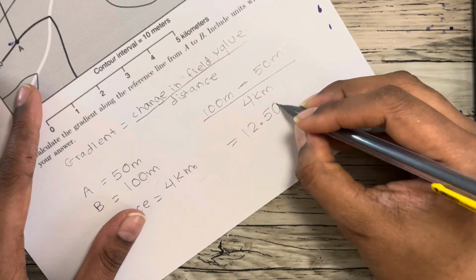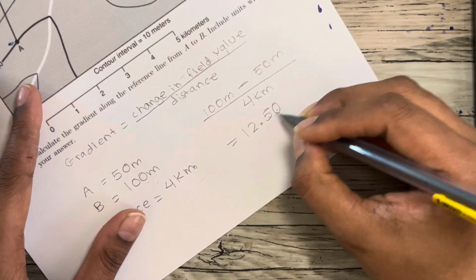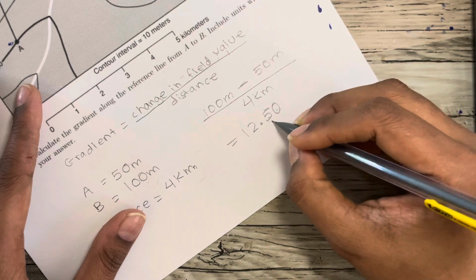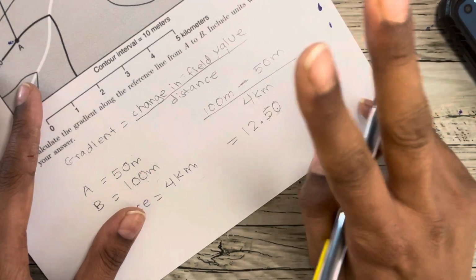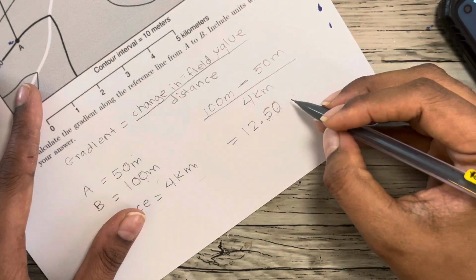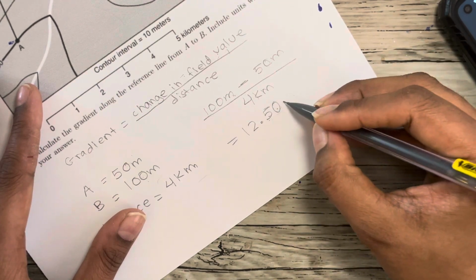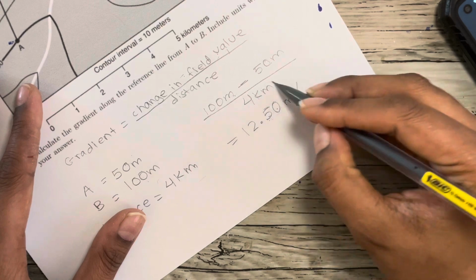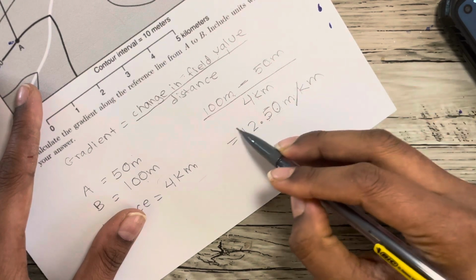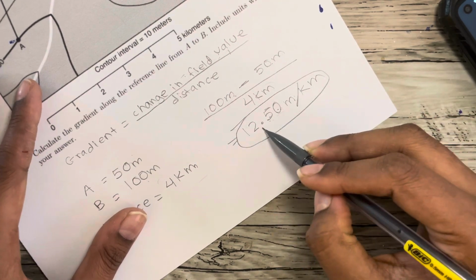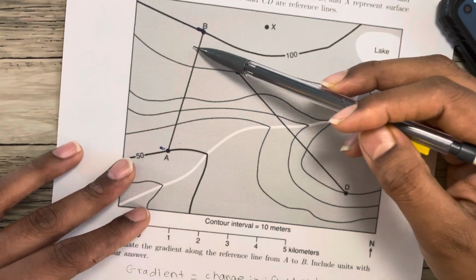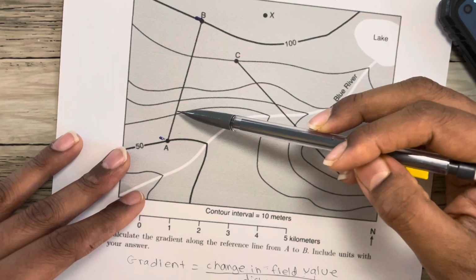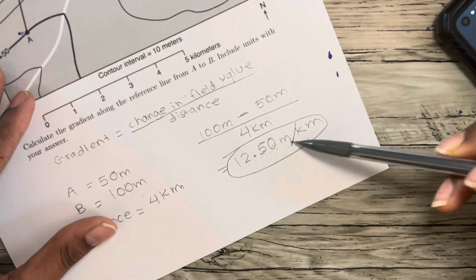Write your number in 2 digits after the decimal. And for my unit, I'm gonna use double units. Remember, gradient has 2 units. The top unit will be meters, m, divided by the bottom unit, which will be kilometers. And that's your answer. Gradient is 12.5 meters per kilometer, meaning that from A to B, my elevation is changing by 12.5 meters per kilometer. And that's it.